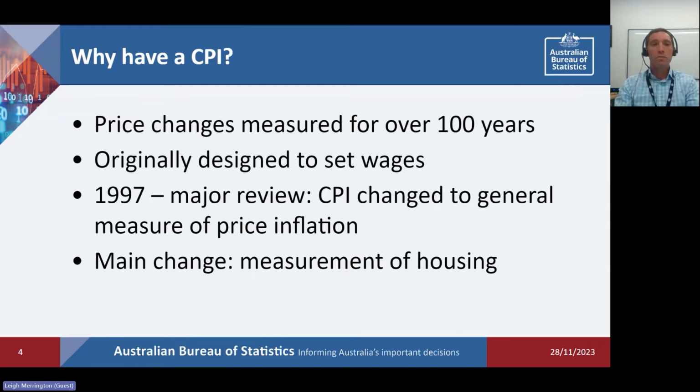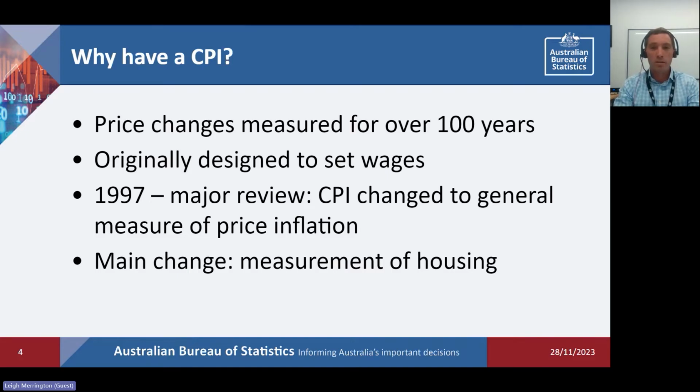In the late 90s, there was a major review of the CPI where its main purpose was changed from setting wages to being a general measure of price inflation. A lot of countries did a similar thing, aligning it more closely to its use for monetary policy. So, the CPI being used for inflation targeting, we changed the way we measure the CPI to a measure of inflation. Now that didn't lead to too many changes.